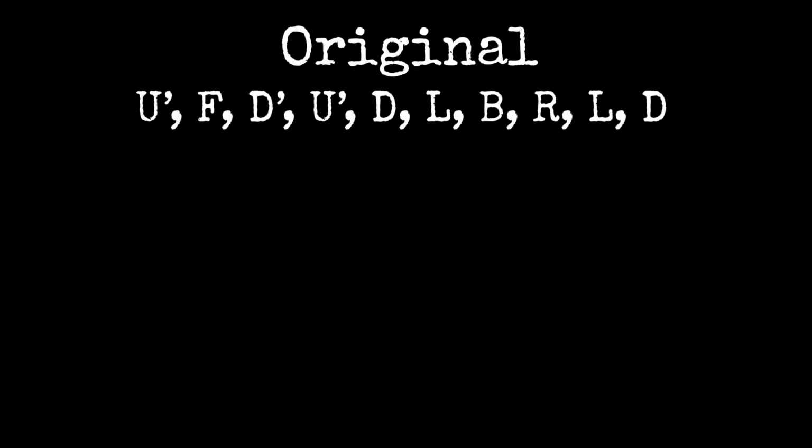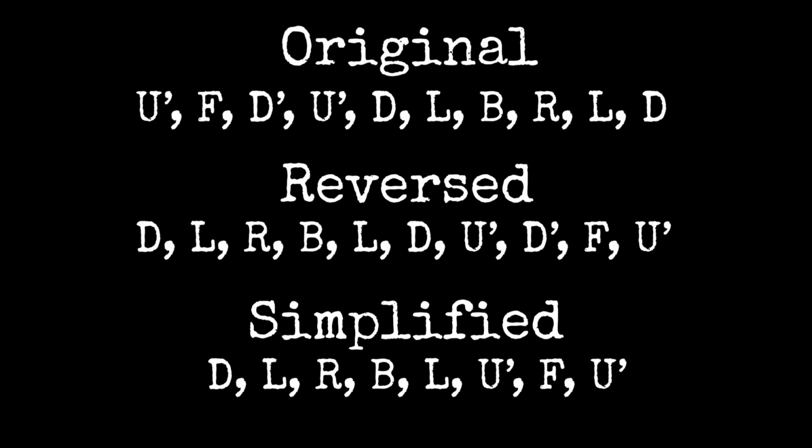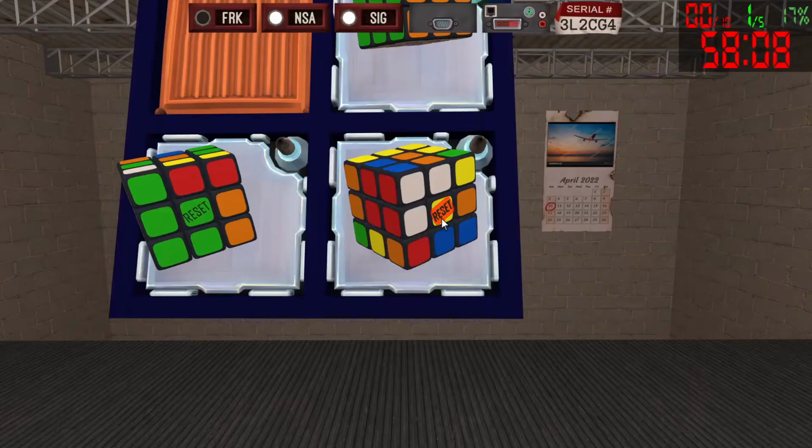If we reverse the order, we get D, L, R, B, L, D, U', D', F, and U'. This can be simplified to D, L, R, B, L, U', F, and U'. This is because we are rotating down clockwise and then counterclockwise, which negates both moves.